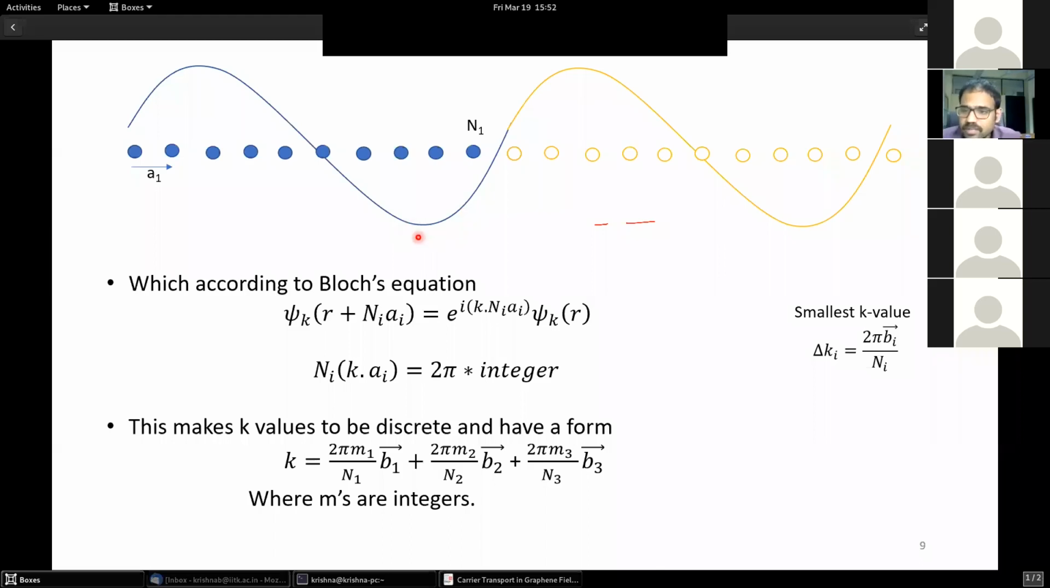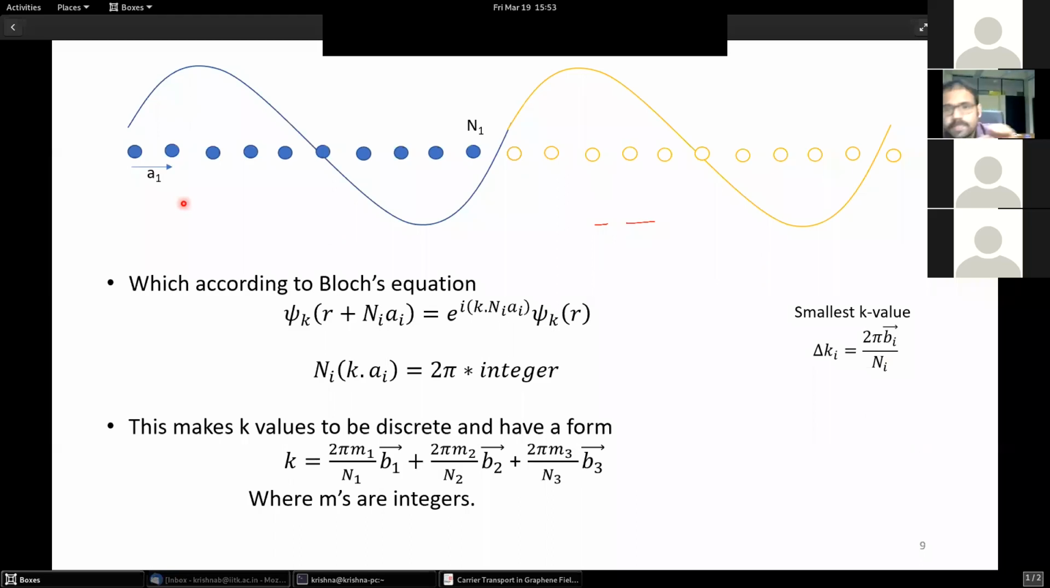So there is a limit on how small a wave vector you can have. If it follows the Born-von Karman boundary conditions, you can say that the smallest delta k jump you can have is 2 pi times the reciprocal lattice vector divided by the number of unit cells that you will have. Once again, I'm not going into too much detail. This is pretty much basic solid state physics.